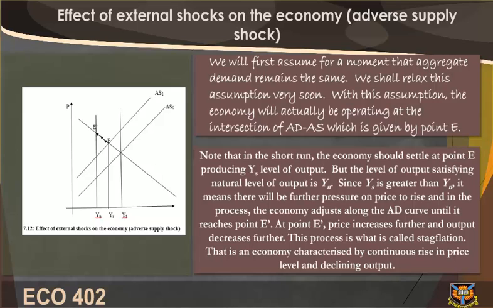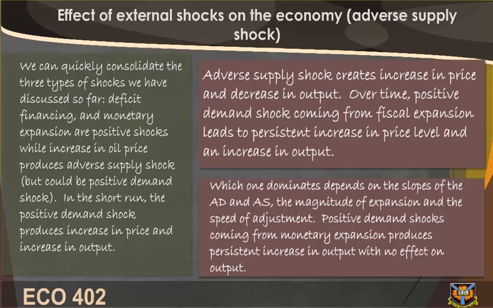This process is what is called stagflation, that is, an economy characterized by a continuous rise in price level and declining output. We can quickly consolidate the three types of shocks we have discussed so far. Deficit financing and monetary expansion are positive shocks, while an increase in oil price produces an adverse supply shock but could be a positive demand shock. In the short run, the positive demand shock produces an increase in price and an increase in output. Adverse supply shock creates an increase in price and a decrease in output.